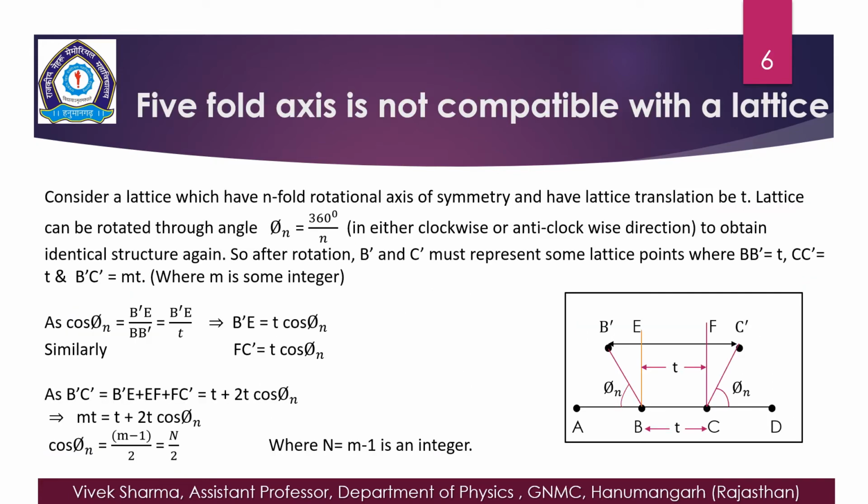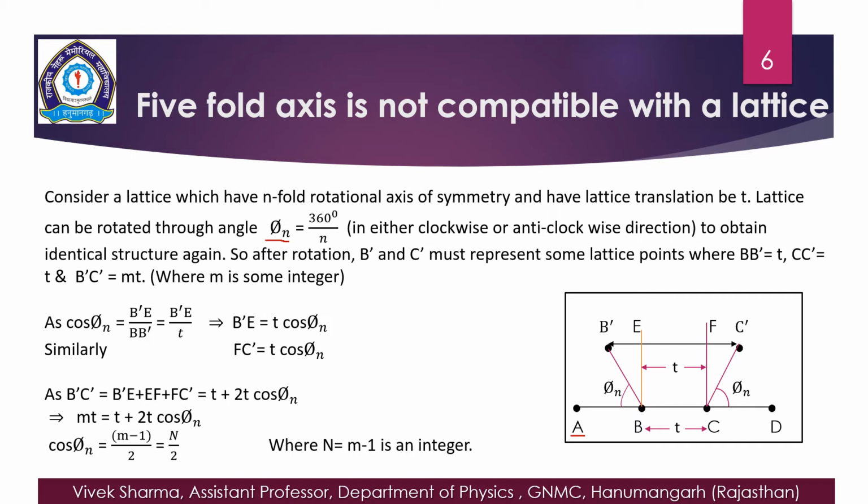Now our basic question: a five-fold axis is not compatible with a lattice. The reason behind it, we are going to prove it. So we have shown a lattice like this one; A, B, C, D are different lattice points. If the lattice can be rotated through angle phi n, where phi n is 360 by n, in either clockwise or anti-clockwise direction, the identical structure can be regained.